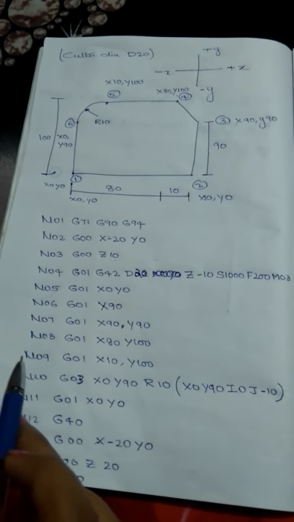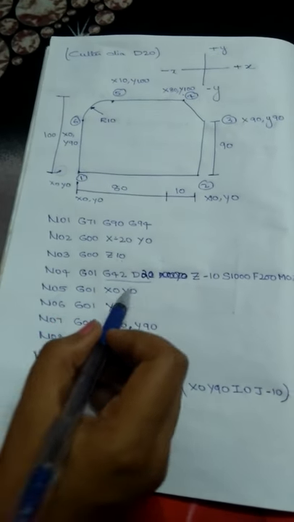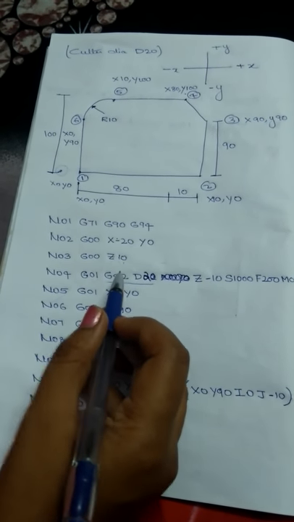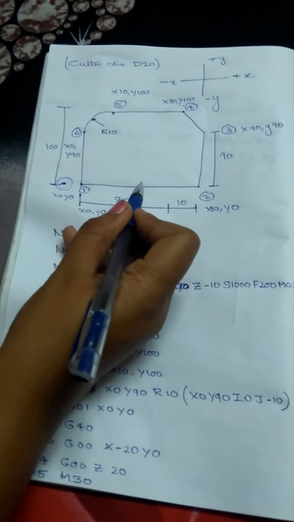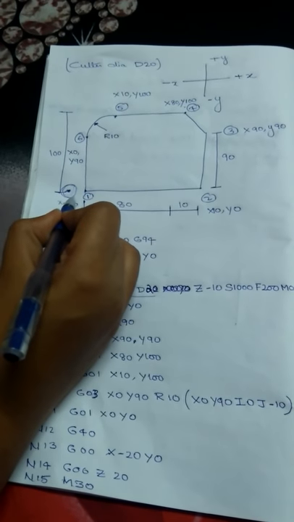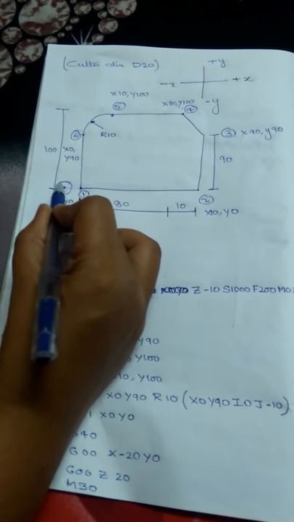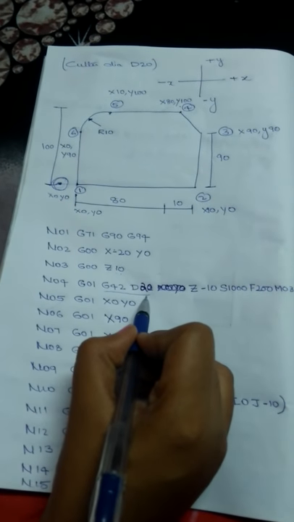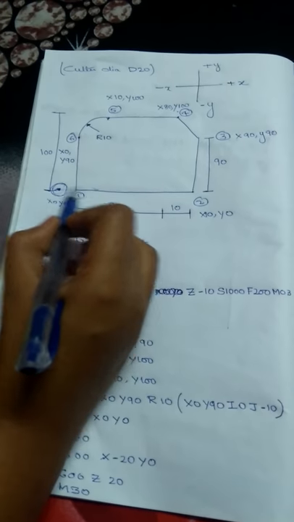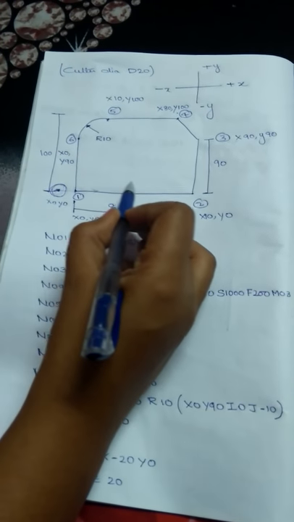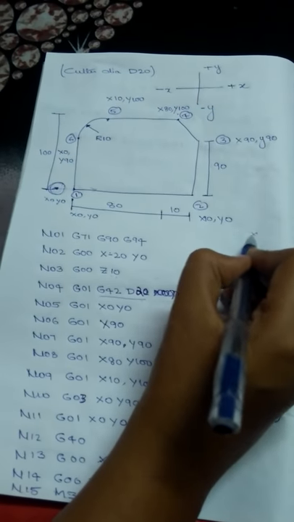G42 is the cutter compensation. This is very, very important. Let me explain what this cutter compensation is. The tool is here, any tool. It cuts the component with reference to the center of the cutter. If it is cutting in this direction, but this tool has a diameter of 20, what happens? If the tool is moving like this, this part also cuts off. Then the specimen according to the given dimensions will not be obtained.